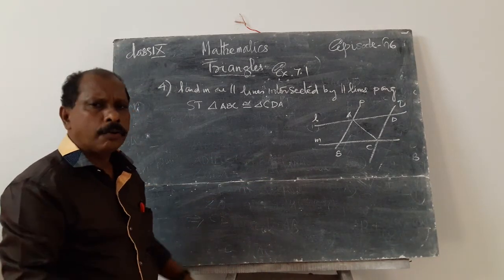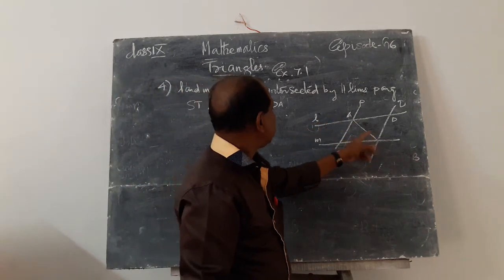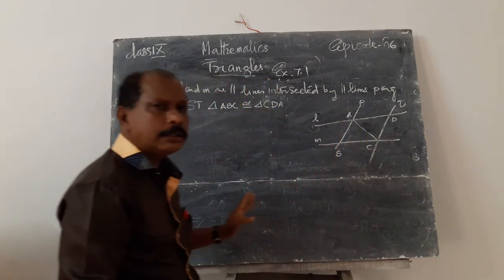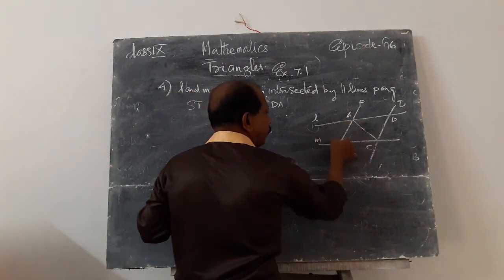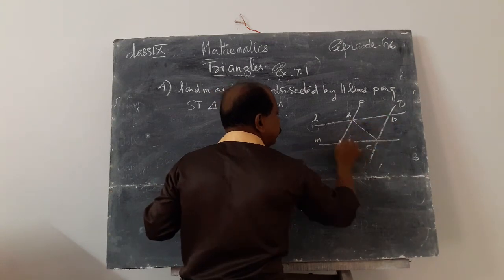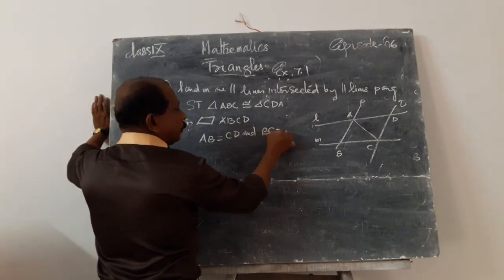Then opposite sides are equal, so we can show ABC is congruent to CDA. We know that ABCD is a parallelogram. Therefore, these two lengths are equal, and these two lengths are equal. That is, in parallelogram ABCD, AB is equal to CD and BC is equal to AD.